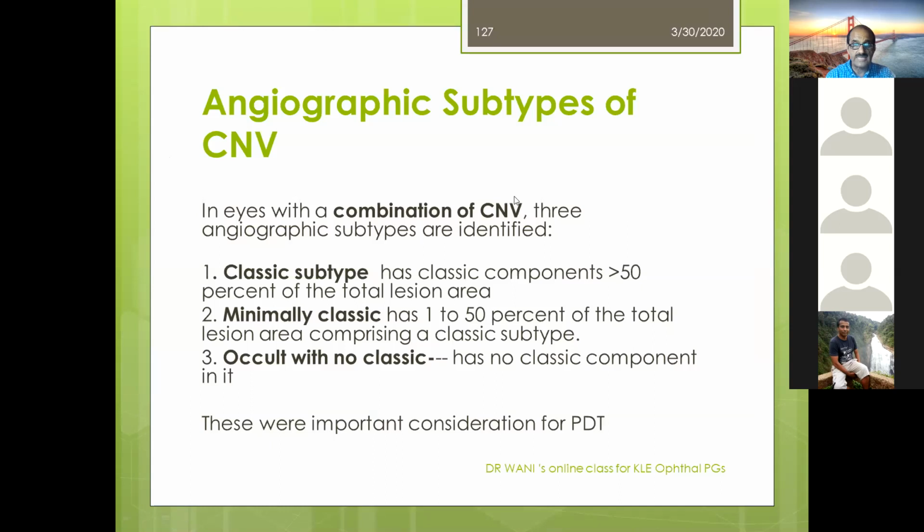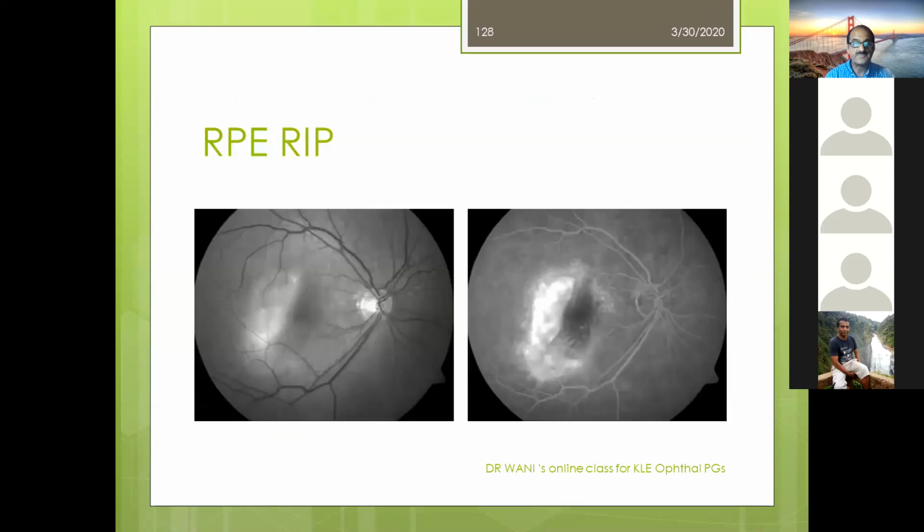Now, angiographic subtypes. Classic, and they actually further divide when there are mixed. They say classic subtype is one in which the classic part is more than 50% of the choroidal neovascular membrane. Minimally classic means it is only 1 to 50%, and the rest of it is formed by the occult part. And occult with no classic means there is no classic component. All the lesion is occult actually.